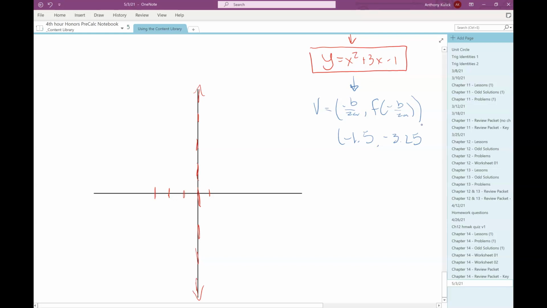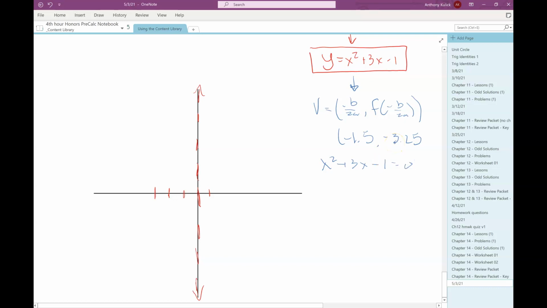Of course. So how do I find the X-Intercepts for this quadratic? Plug it in 0. Make it equal to 0 and then solve, right?